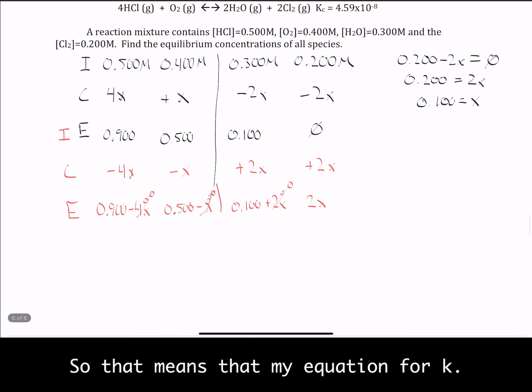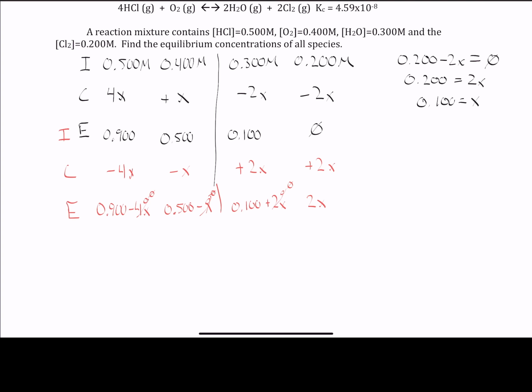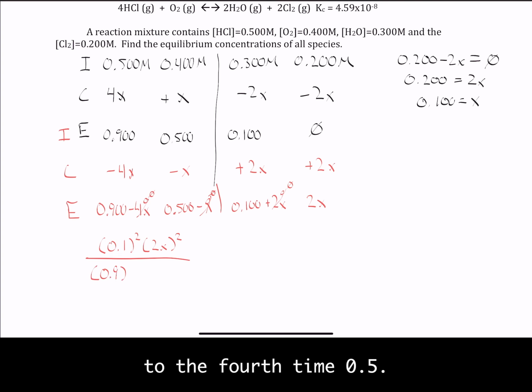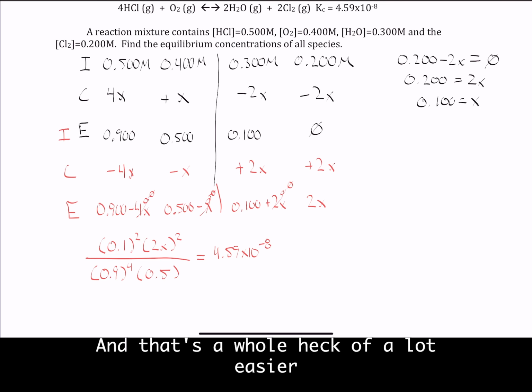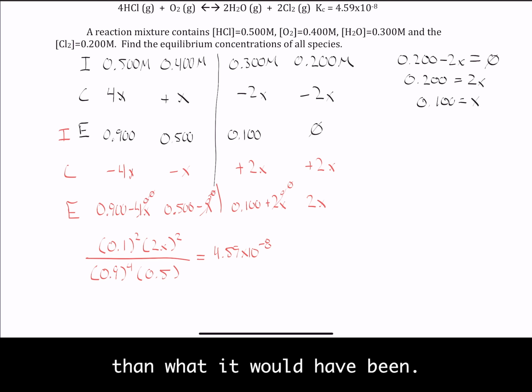So that means that my equation for K is going to be 0.1 squared times 2x squared divided by 0.9 to the 4th times 0.5. And that equals 4.59 times 10 to the negative 8. And that's a whole heck of a lot easier than what it would have been. It would have been practically impossible.